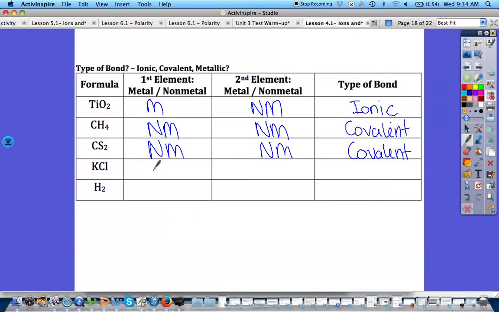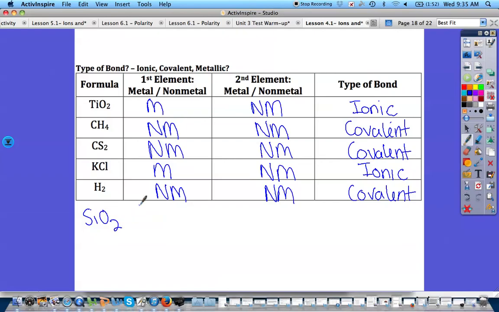Welcome back. Potassium is a metal. Chlorine is a non-metal. This is going to form an ionic bond. Hydrogen is a non-metal. We have 2 atoms of hydrogen, so they're both non-metals, giving it covalent. And then one other example that I wanted to add in, SiO2. Silicon is a metalloid. Oxygen is a non-metal. This is going to still form a covalent bond. A metallic bond would be 2 metals bonded together.